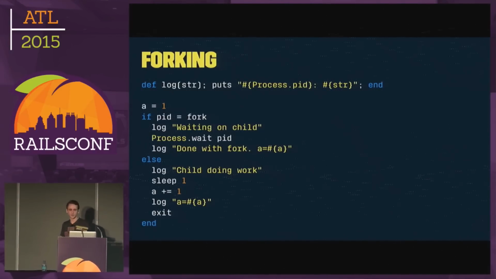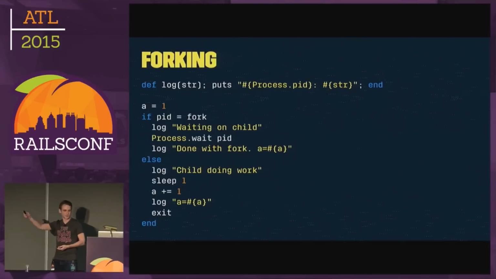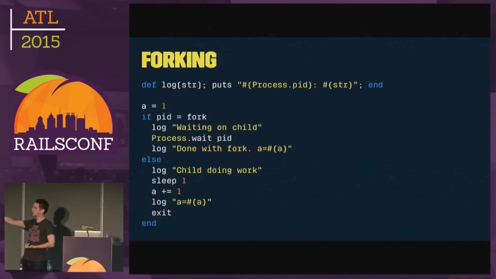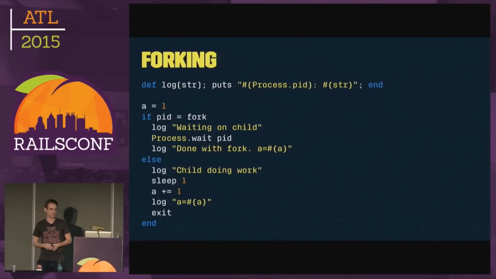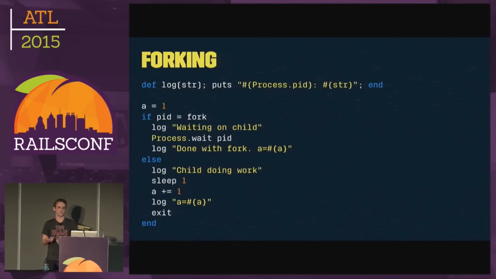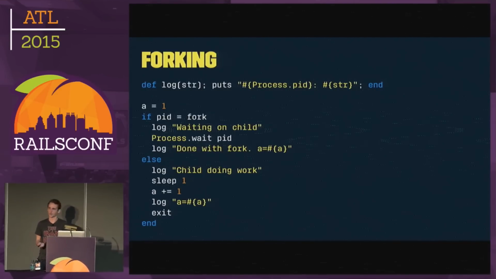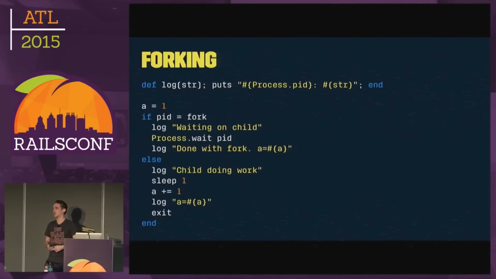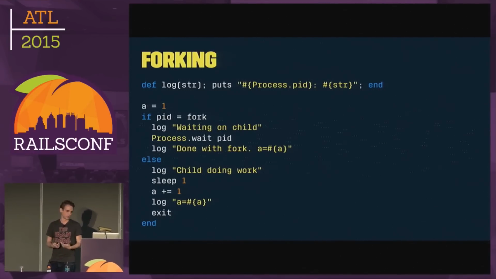Basically what's going on here, there's a function to do some logging. This is going to figure out what process we're in, but our script starts off, we assign a variable, we assign A to be 1, and then we fork. Fork is interesting in that it creates a second process. It is called once and yet returns twice. Once in the pre-existing process called the parent process, and once in the newly created process called the child process.